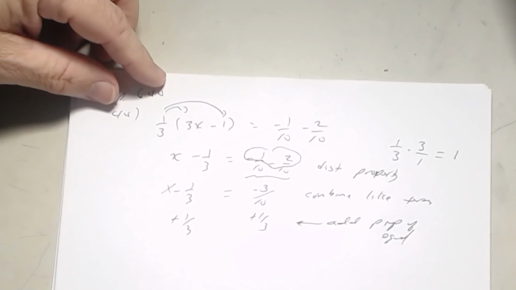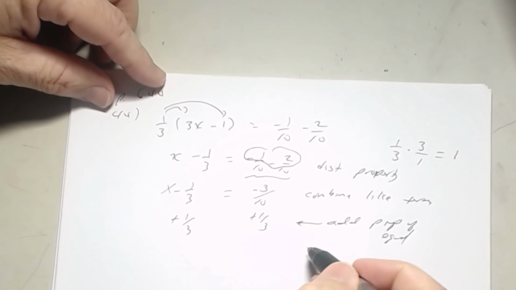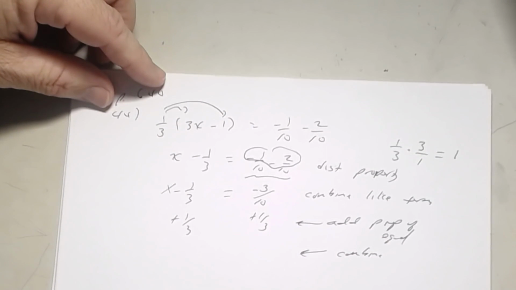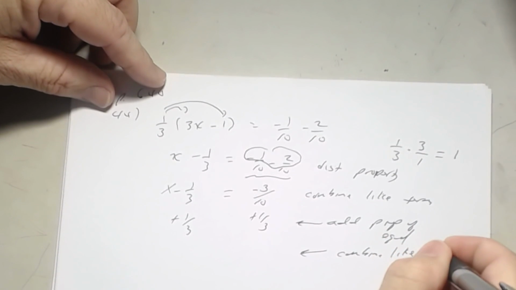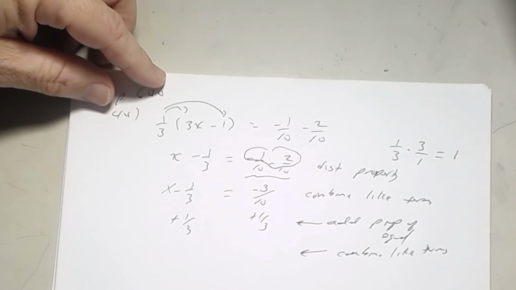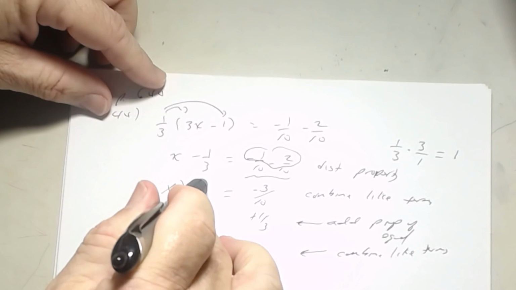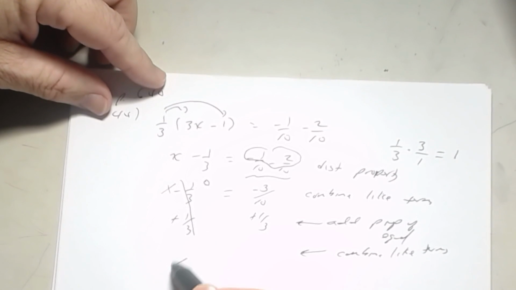And now, once you do the addition property of equality, what's the next thing I'm going to do? Combine like terms. Now, to be honest with you, simplify here means the same thing as combine like terms. All right, combine like terms. But let's just use the word combine like terms. Negative 1/3 and 1/3 is 0. Okay. x and 0 is x.